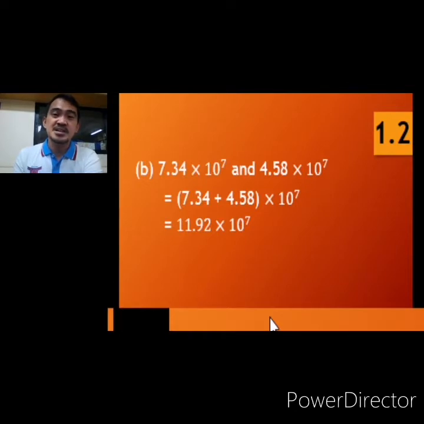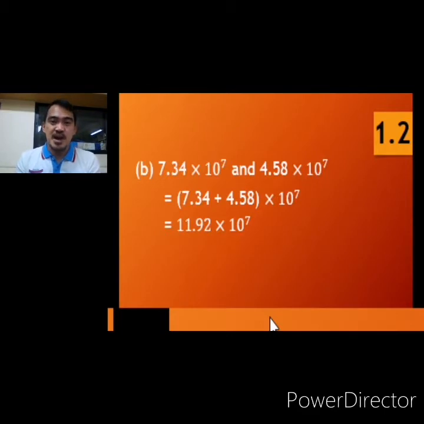This is not yet our final answer. But why? Can you notice something? 11.92 times 10 raised to 7. If you say it is because of the decimal point, maybe you're right, but how or why? Okay, for those who said that 11.92 times 10 raised to 7 is not yet the final answer, you are right. But I will explain to you why.